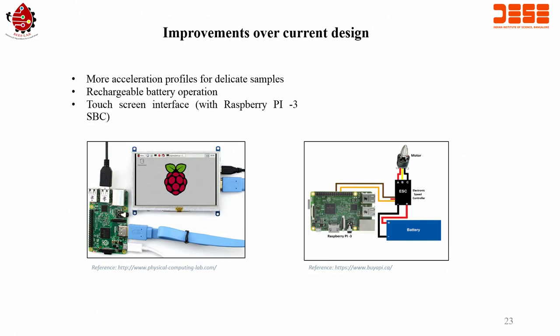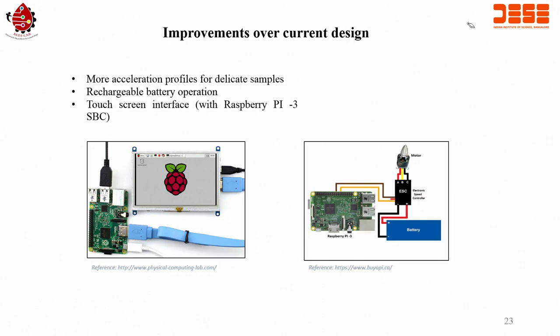Now, if you want to make such a system, what things do you require? First, you need to understand what can be the improvement over the current design, because there are already cytospins available in the market. The cytospin costs about 3.5 lakh all the way to 15 lakhs. Now, this is still very high cost for a lot of primary health centers, and that is why our target is to make a low cost cytospin system.